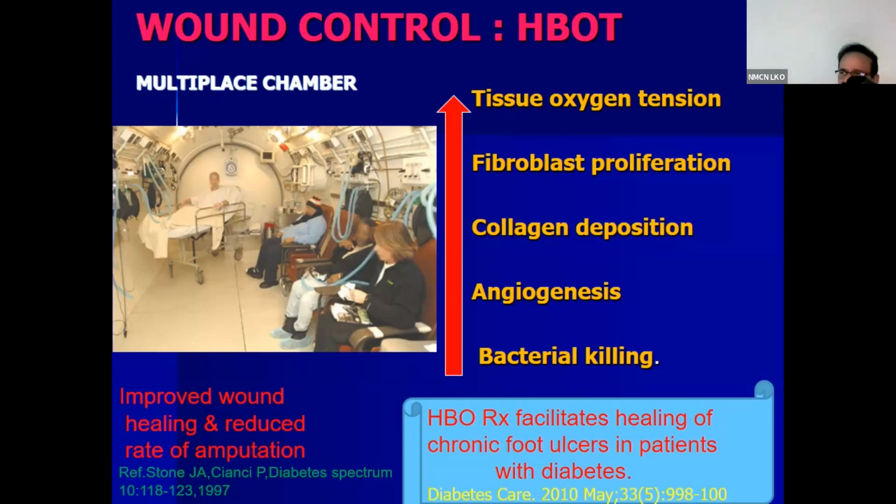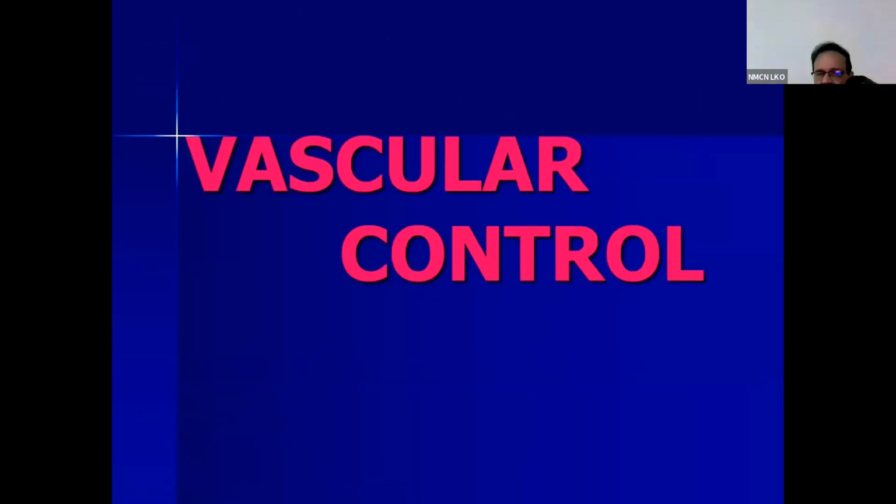So for neuropathic ulcer, in my opinion, there is no role, but definitely in vascular or pre-gangrenous ulcer and gangrene cases, you can advise for it. Now comes the vascular control.